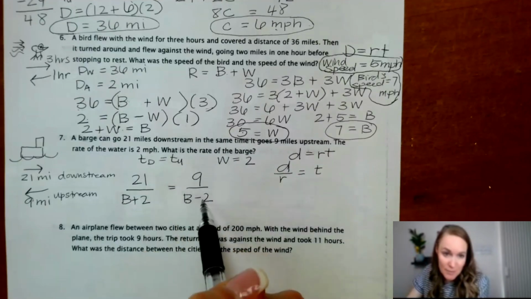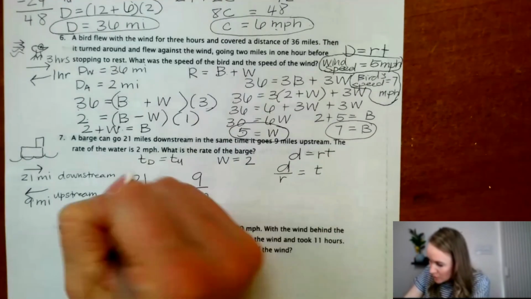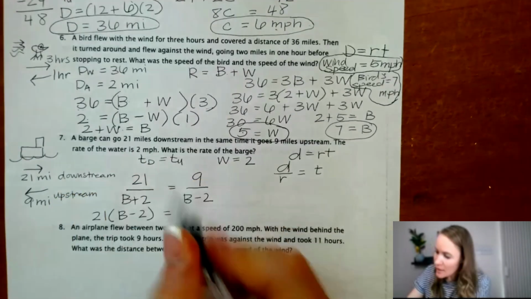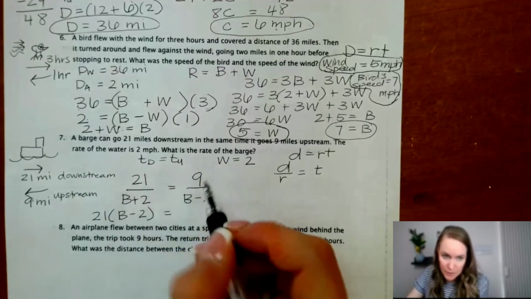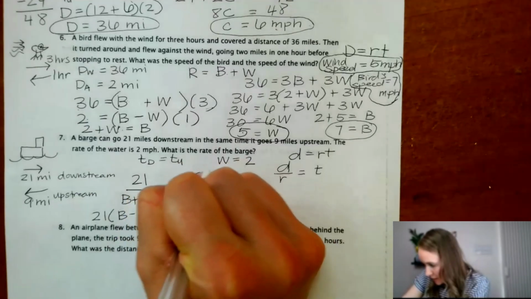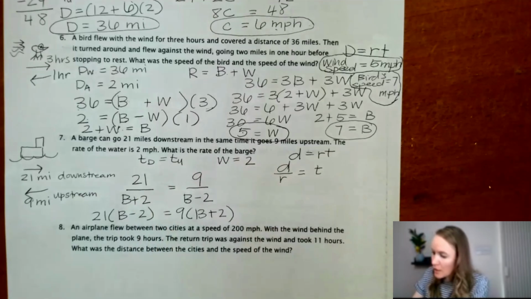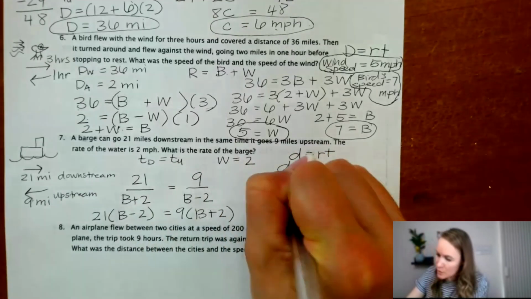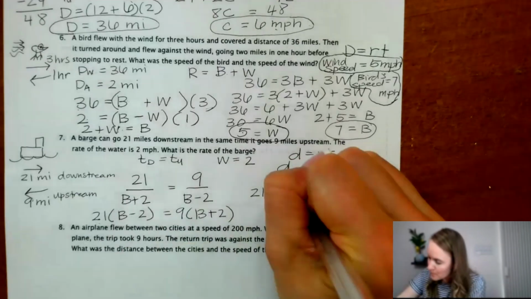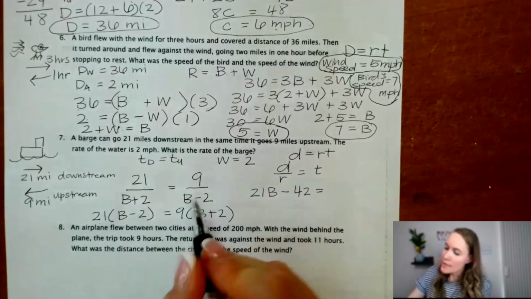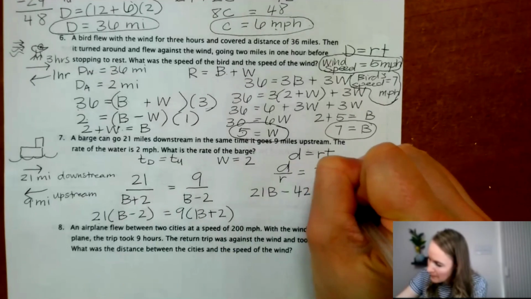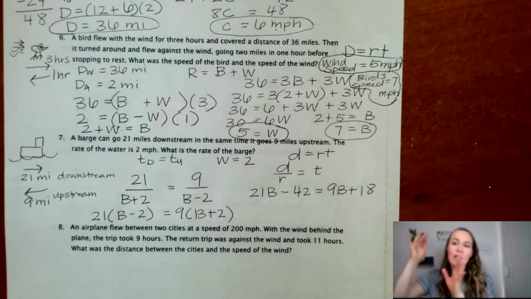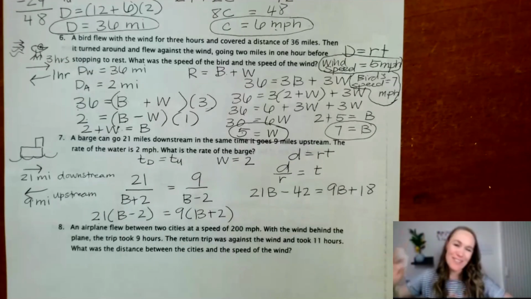So 21 times b minus 2 equals 9 times b plus 2. 21 times b is 21b, minus 21 times 2 is 42, equals 9 times b is 9b plus 18, right? 9 times 2 is 18. Get all my letters on one side, get all my numbers on the other side.